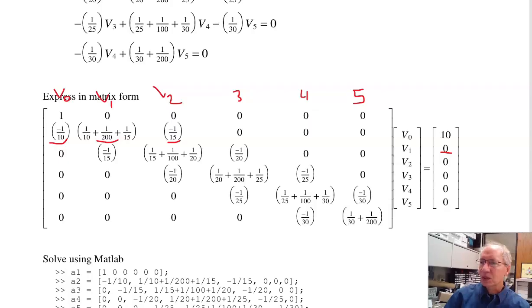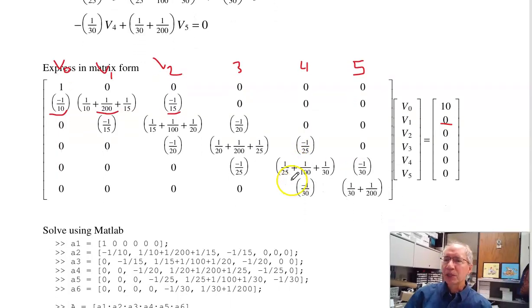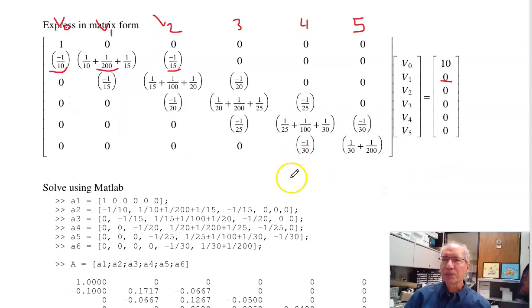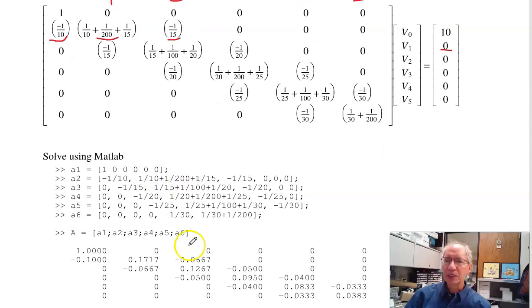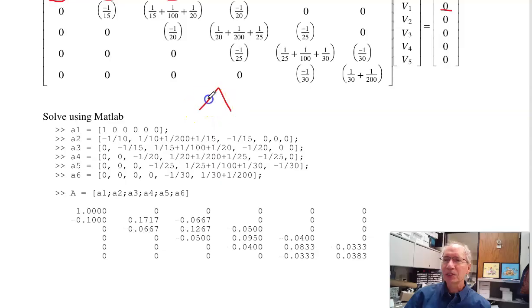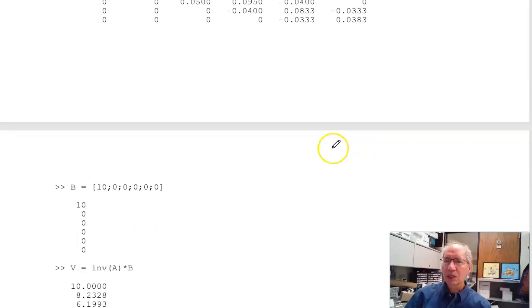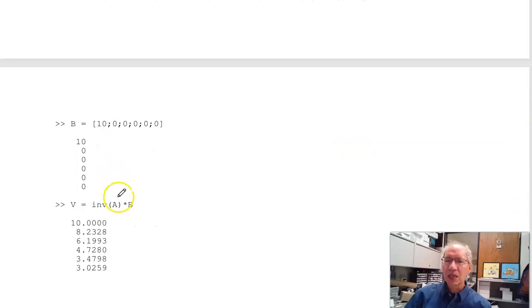Just a matrix. Once I have this in matrix form, I can throw it in Matlab. This is a fairly large matrix, so what I did is I did the first row, second row, third row, fourth, fifth, sixth. Pack them all together. Here's my A matrix. Call that B. Here's my B matrix. And the voltage is inverse of A times B.